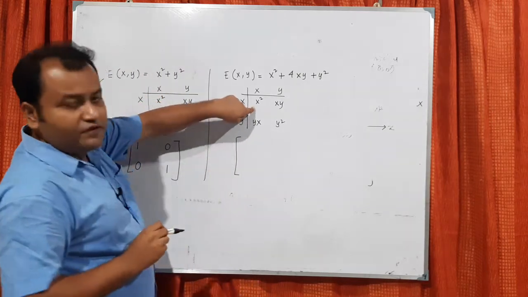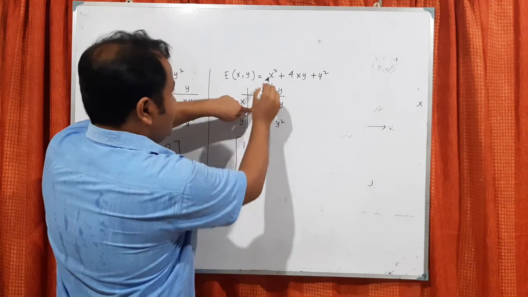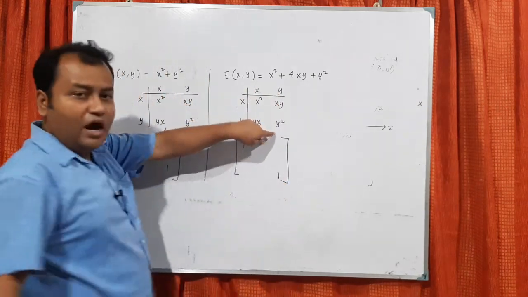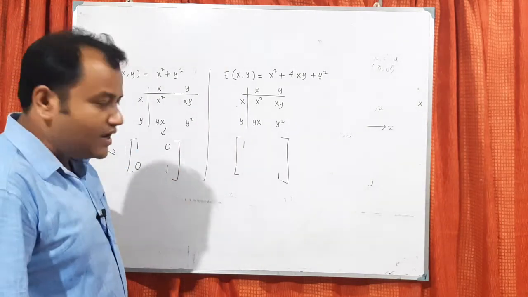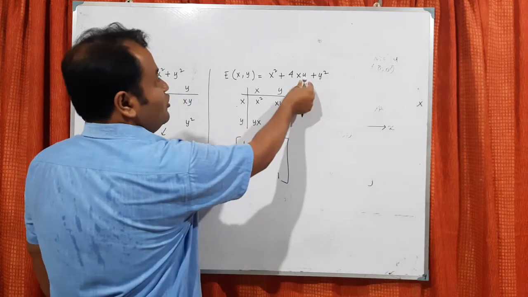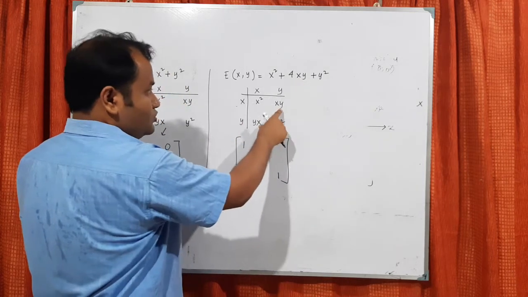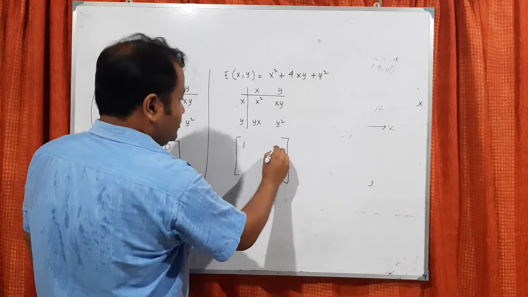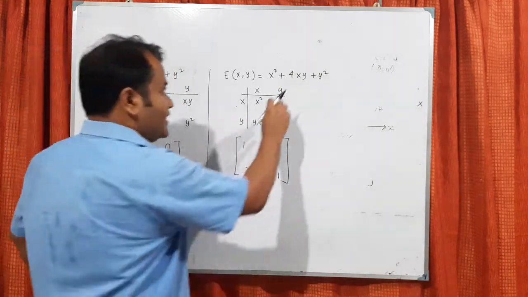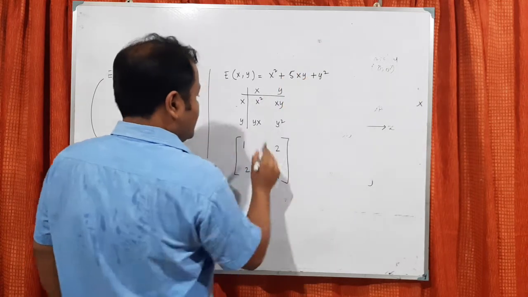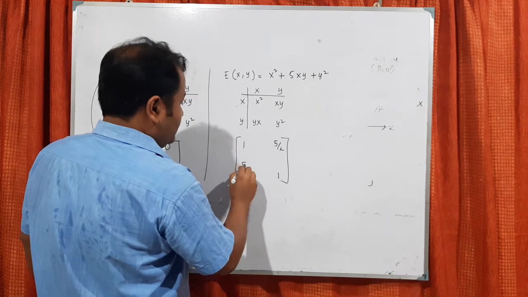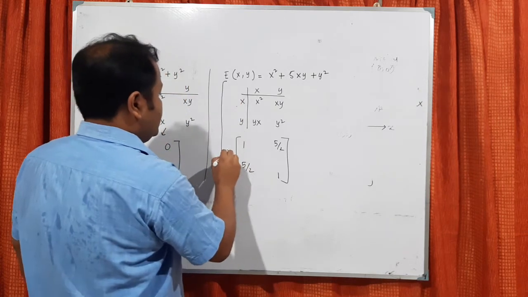Now what will be the matrix? First one is the coefficient of x square, that is 1. Coefficient of y square here, that is 1. So there is no doubt about the coefficients of x square and y square. Now the doubt is in xy. What is the coefficient of xy? 4. So in these 2 places it will be 2, it will be 2. So the 4 will be equally divided. If you have any confusion, let me take 5, then it will be 5 by 2, 5 by 2. So this will be the corresponding matrix.